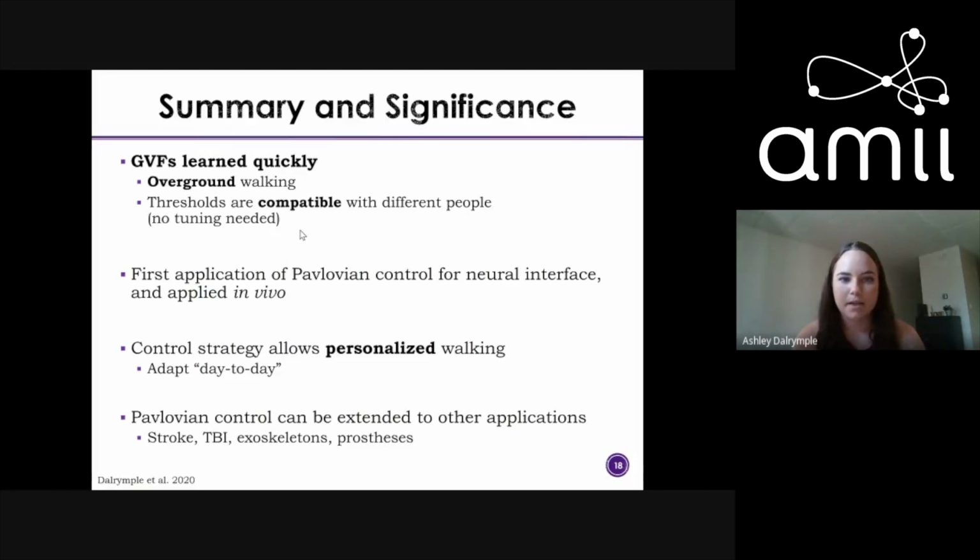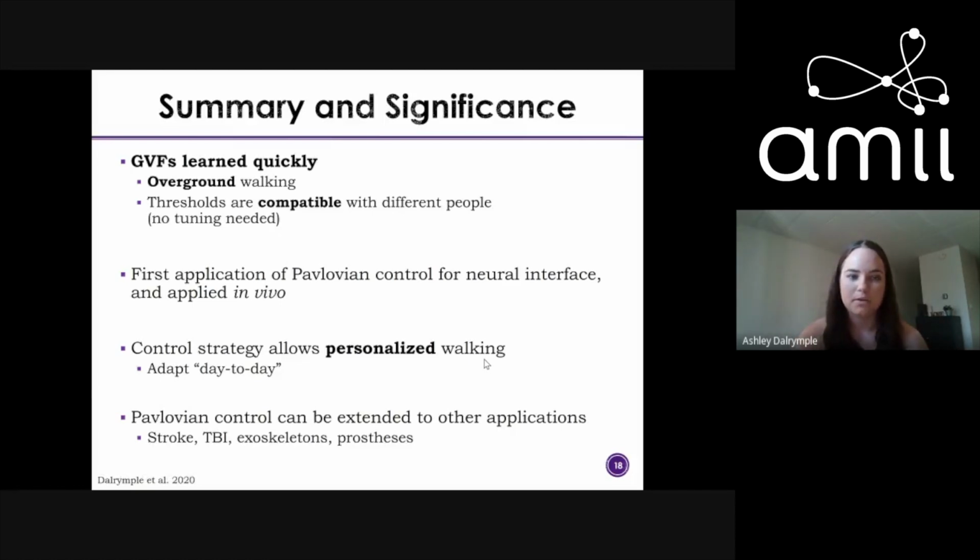This was the first application of Pavlovian control for a neural interface, and it was applied in vivo in cat experiments. So I thought that was really exciting for the comp sci world, kind of seeing this kind of work applied in a more real world situation, even though it's cat. And from what I said before, with allowing it to have personalized walking, I think that's probably the most important thing that we allowed here. And I'm really excited to see how this work progresses.